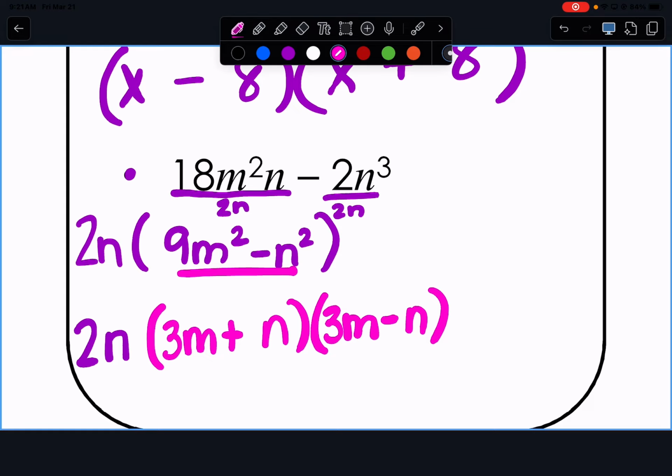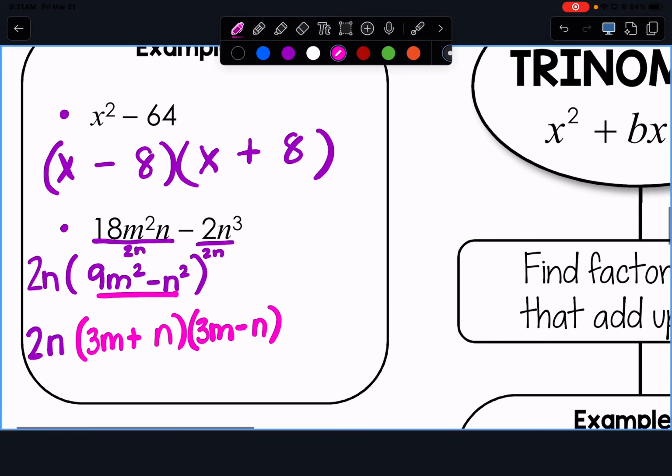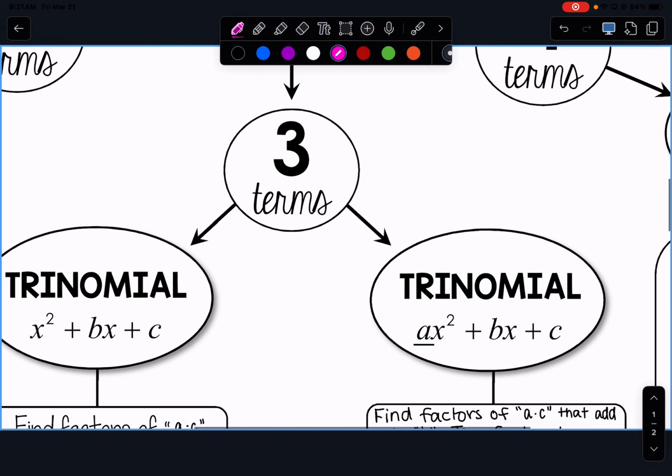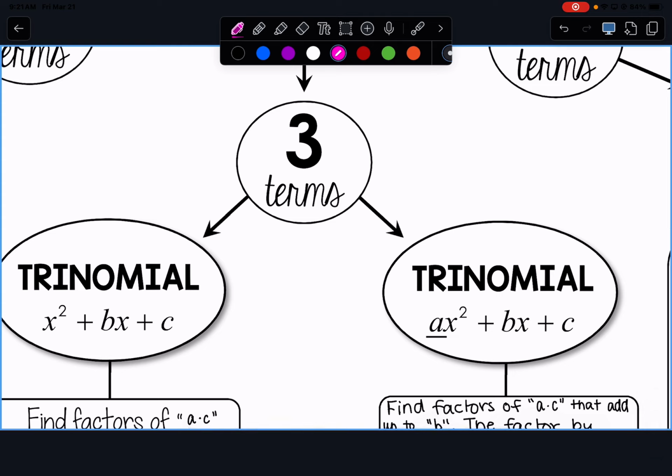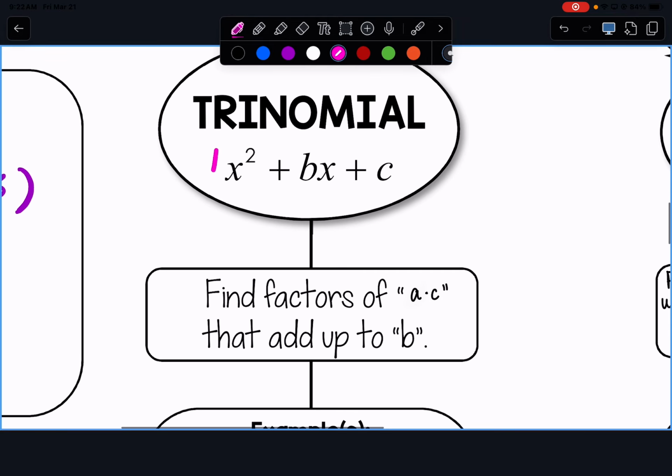All right, now we are going to look at what happens when we have 3 terms. When we have 3 terms, it is going to be a trinomial. The decision we have to make is whether or not we can use the trick to shortening it, or if we have to go through the full grouping. In order to shorten it, what does A have to be? 1. So for the first example, A is 1, which means we can use the shortcut.